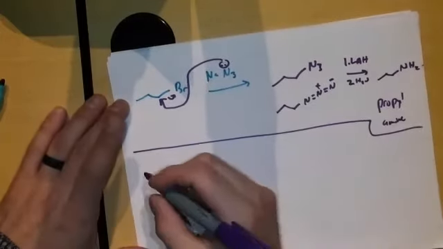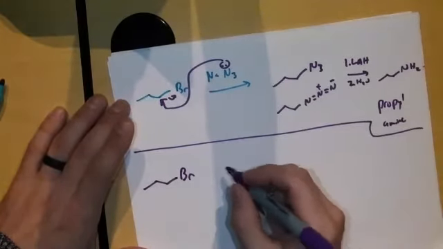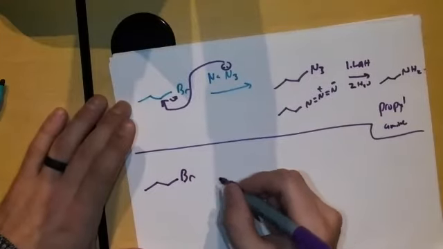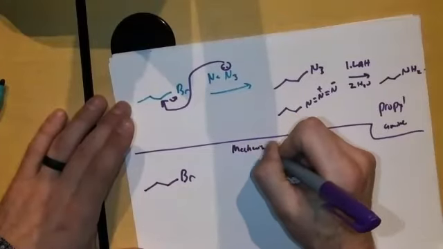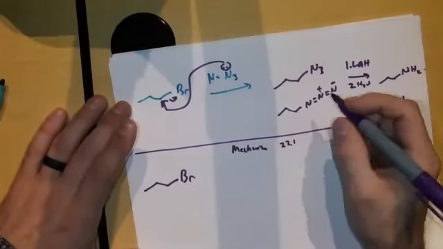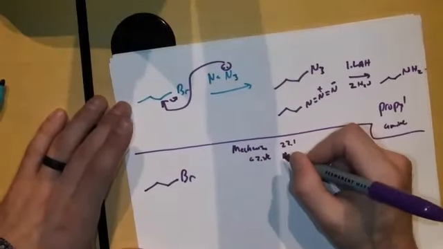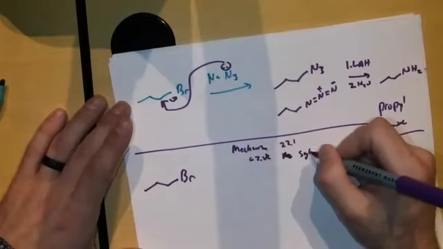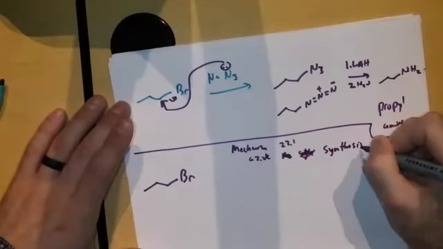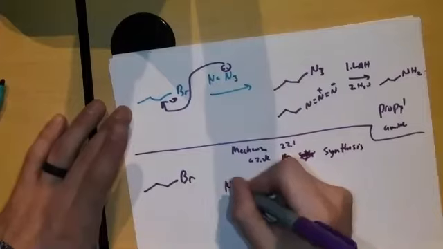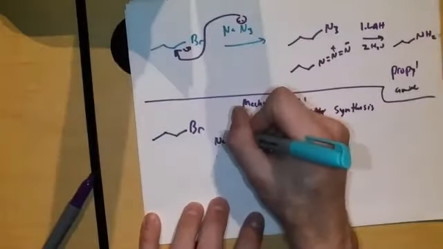So for this to happen, we are going to take our N3. So this is mechanism 22.1, which is really the only mechanism we're going to talk about. They call it azide synthesis, even though you're making the amine. Oh God, I can't spell today. There we go. So our NaN3 does our little SN2 attack.